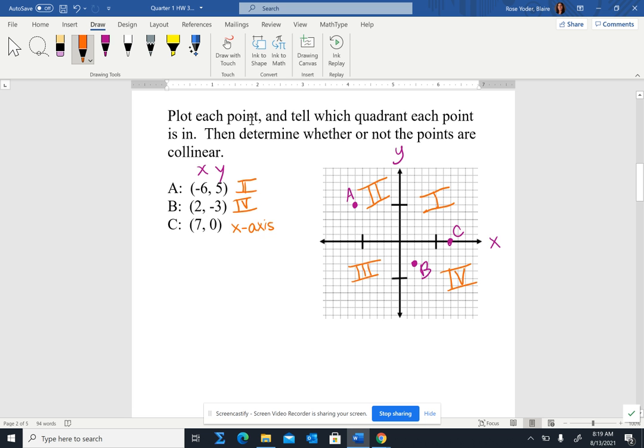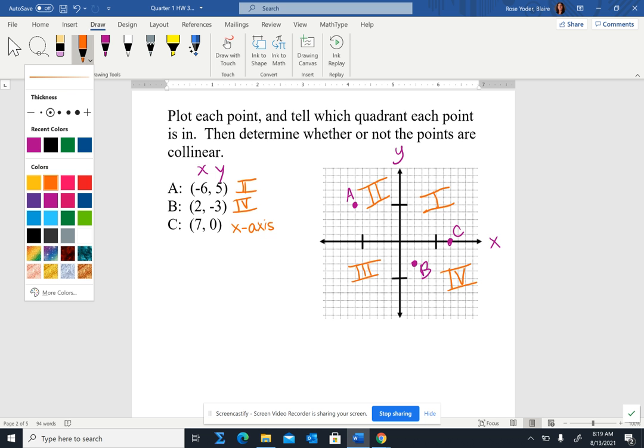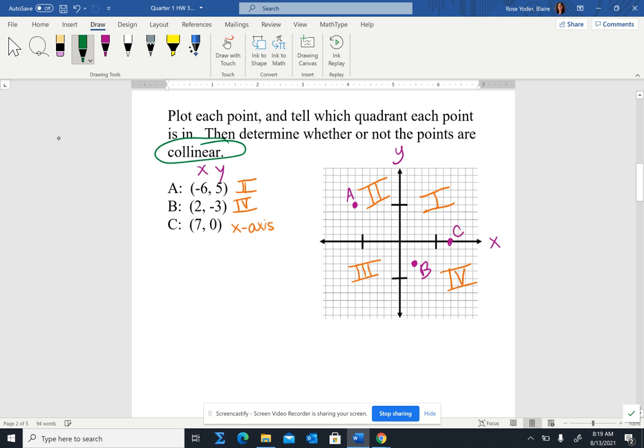Then here's our new word. Finally, the last part of this says, determine whether or not the points are collinear. So that means if you drew a line, would the line pass through all 3 points? And I would say for these ones, definitely not. If I draw a line through A and B, C is definitely not on that line. 2 points are always collinear, but the question is, does the third point lie on that line also?